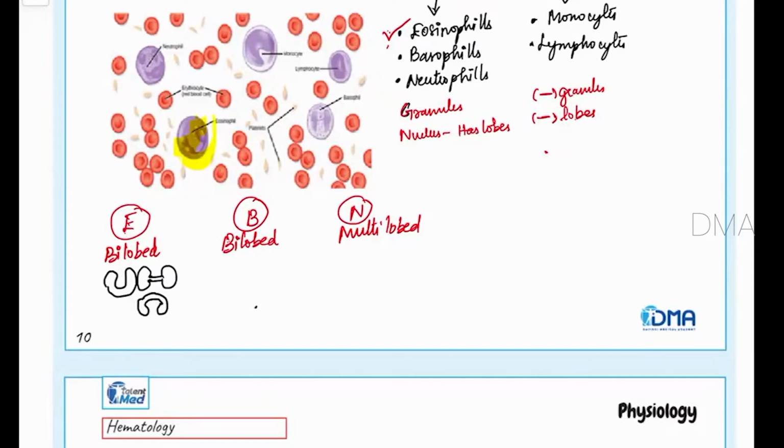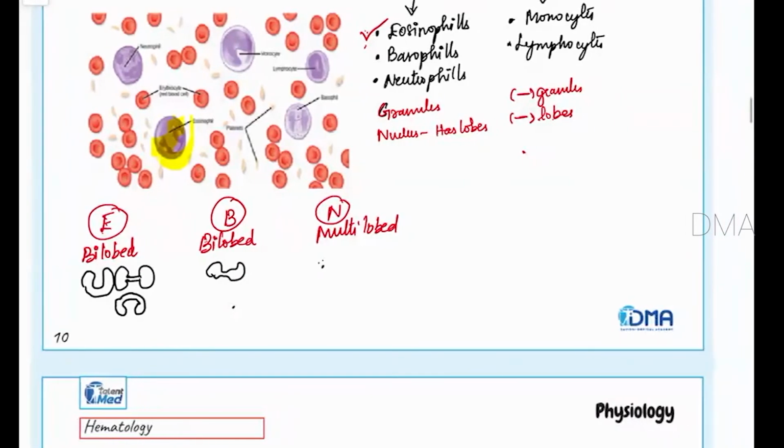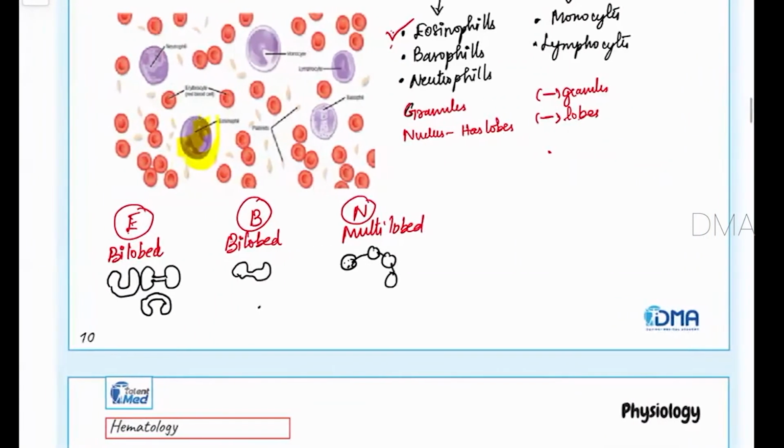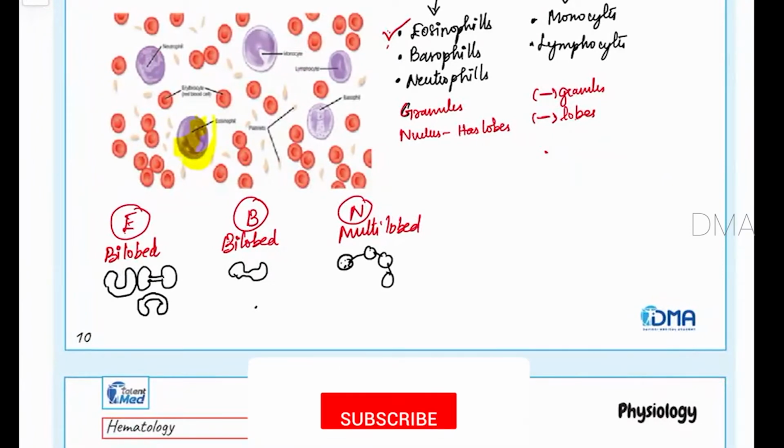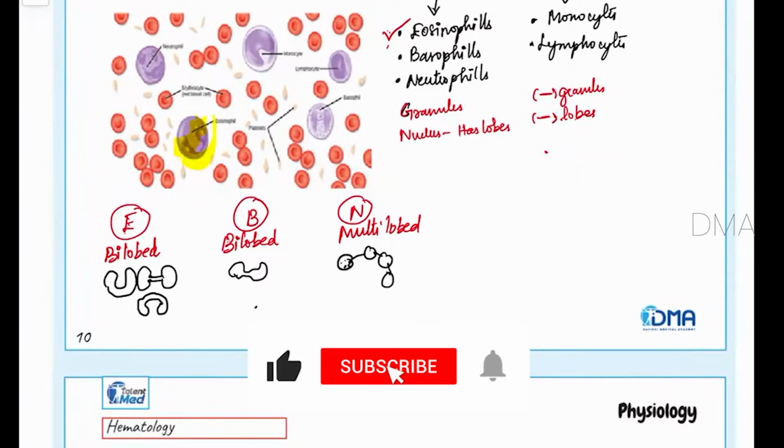Coming to the basophils, this is also bilobed, mostly similar to the eosinophils, but how to differentiate, I will tell you. And coming to the neutrophils, it is multilobed, in the sense that you have multiple lobes connected via thin strands. Clear? So this is the neutrophil. Now look at the slide you prepare during the differential leukocyte count.